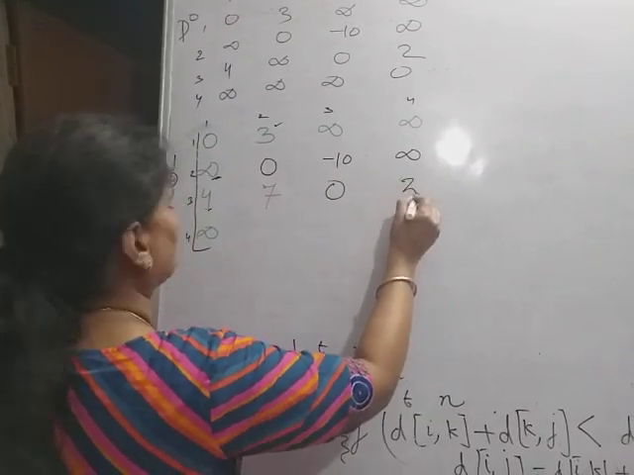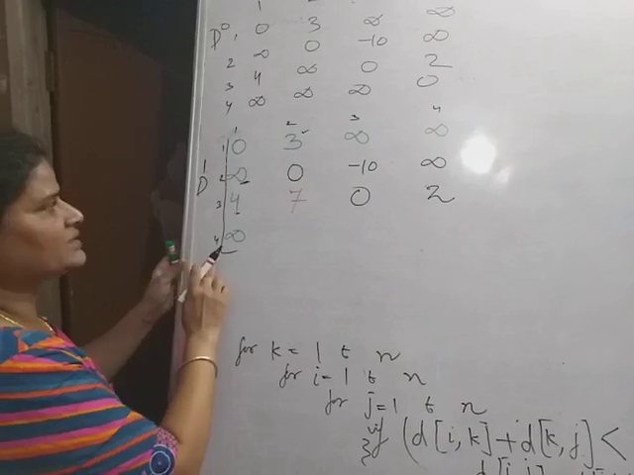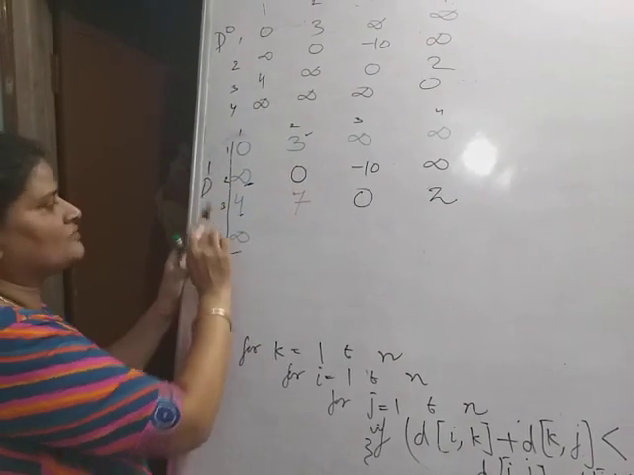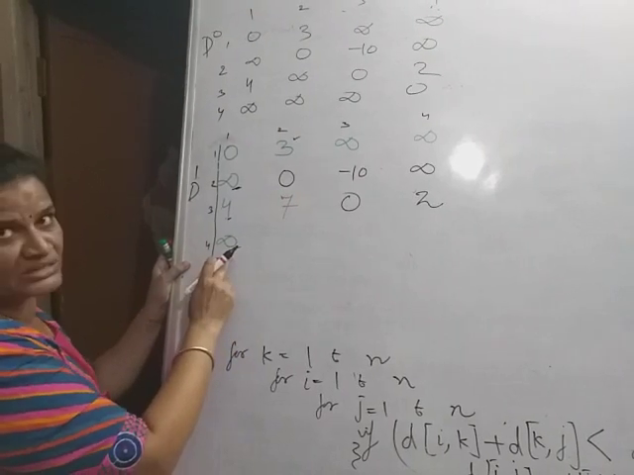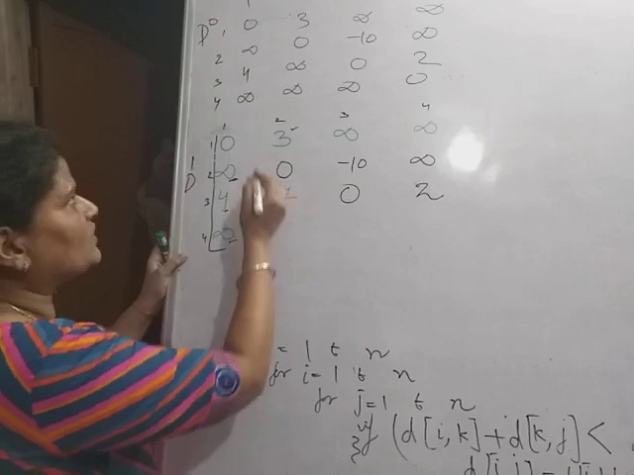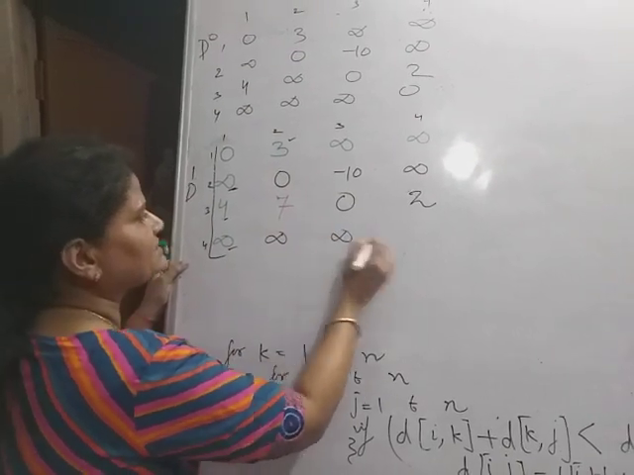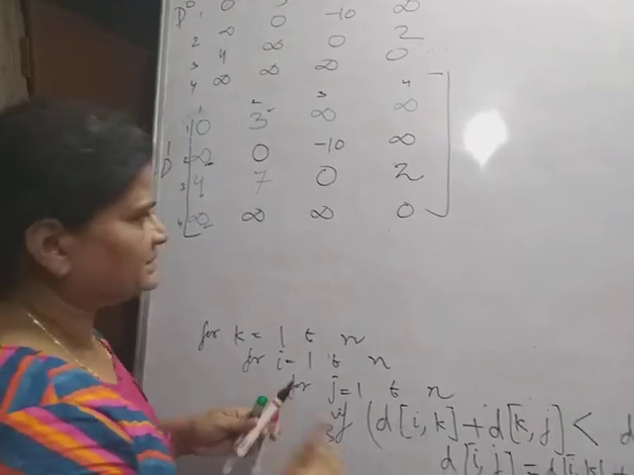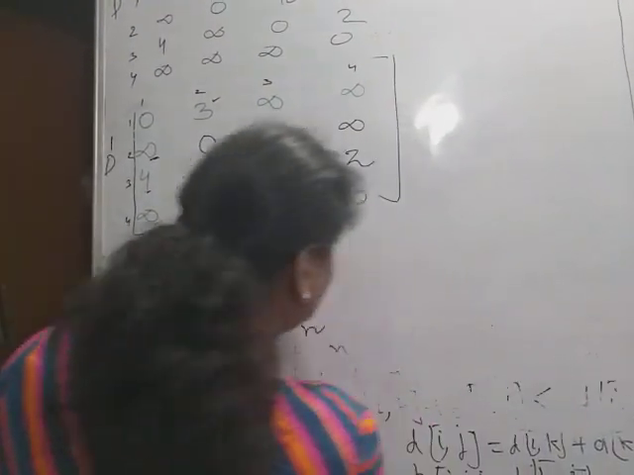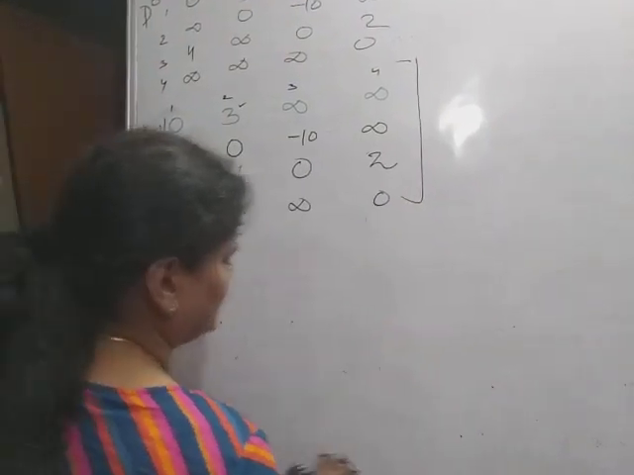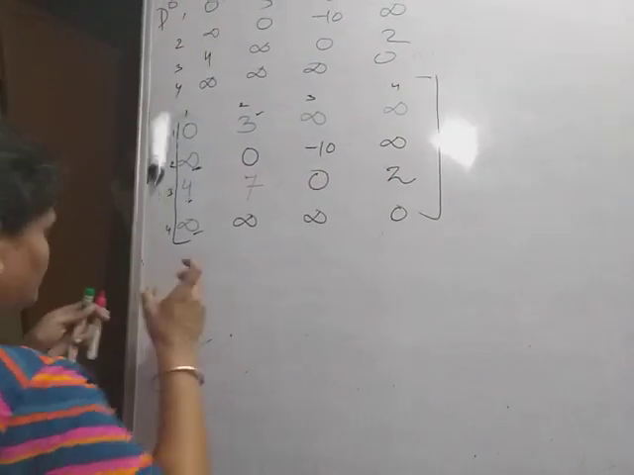That is 2. Now 4. So here in the fourth case, the 4, 2. So when we compute 4, 1, 4, 1 is infinite. So of course this will always be greater than the previous entries. So I will copy this row as it is. Okay. So this is D1. Now I will compute D2 with the same algorithm.